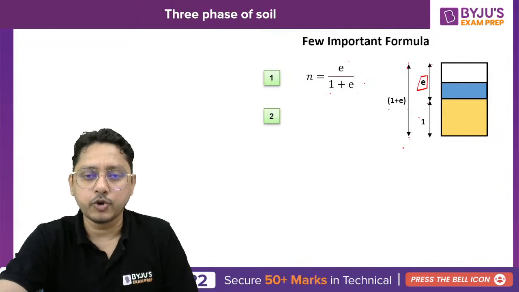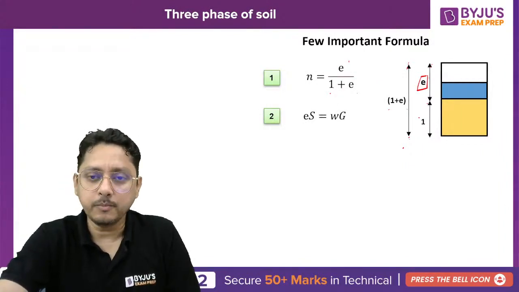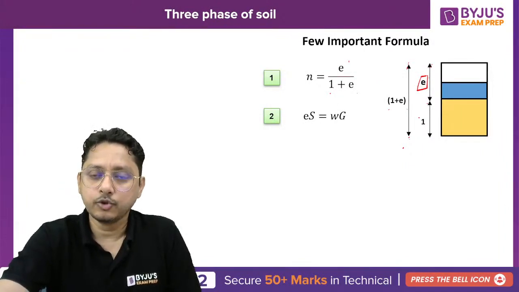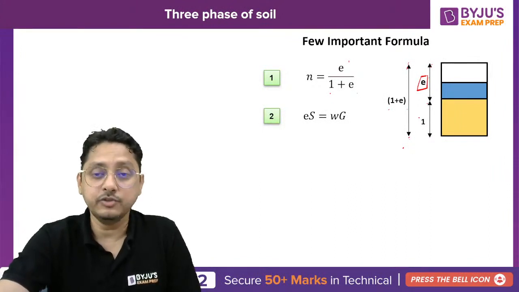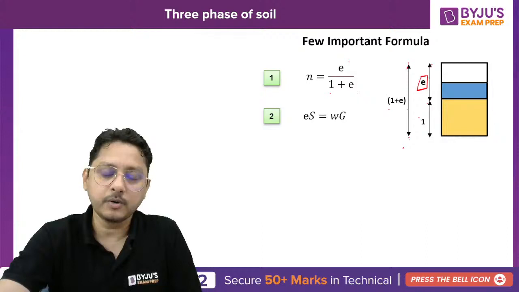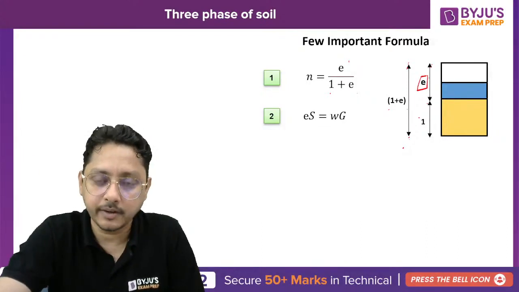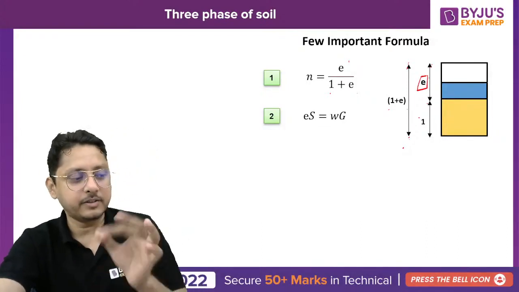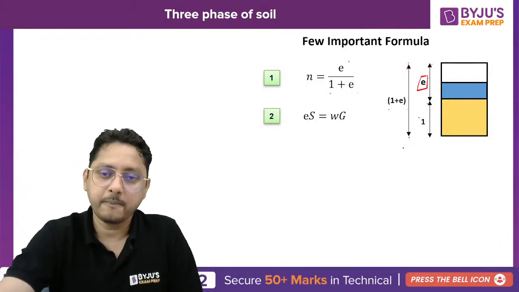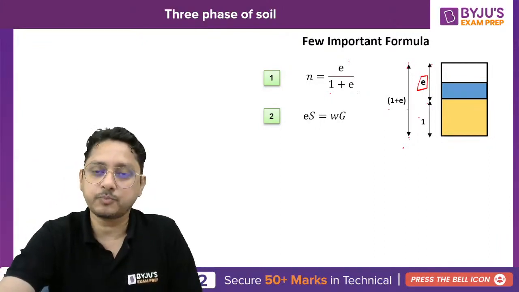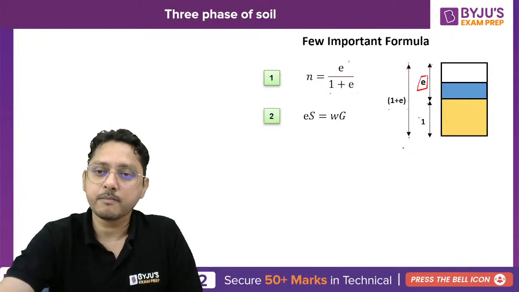The second formula you should remember is eS equals wG. e is your void ratio, S is your degree of saturation, w is your water content and G is your specific gravity. In all the formulas, specific gravity is nothing but your true specific gravity. For those who are preparing, this is my way of understanding: you remember a few of the important formulas, and based on that, you try to solve as many problems as you can and it will be really helpful.